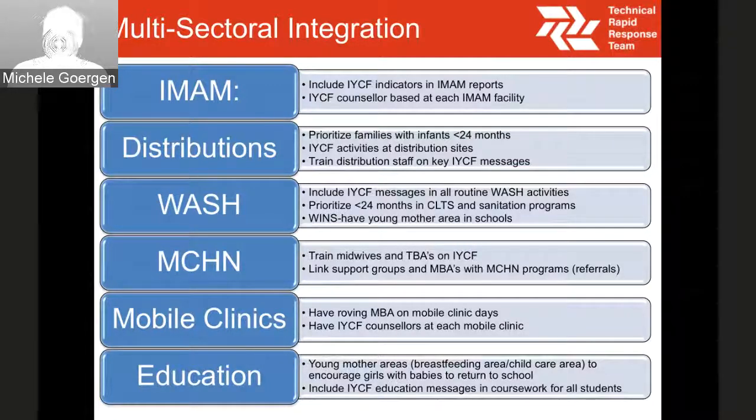And then for distributions, to really prioritize families with infants less than 24 months, and to use distribution sites as a point of contact for IYCF programs, and then to train distribution staff on key IYCF messages, and especially if complementary feeding rations are being distributed, to make sure that people receiving those understand how to give those rations with breastfeeding. And then the WASH sector had some typical ones, including IYCF messages into WASH activities and prioritizing families with children less than 24 months. So those activities were in there.